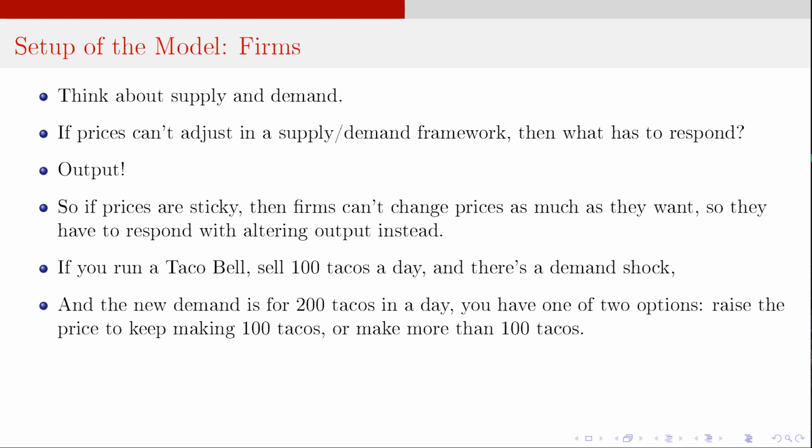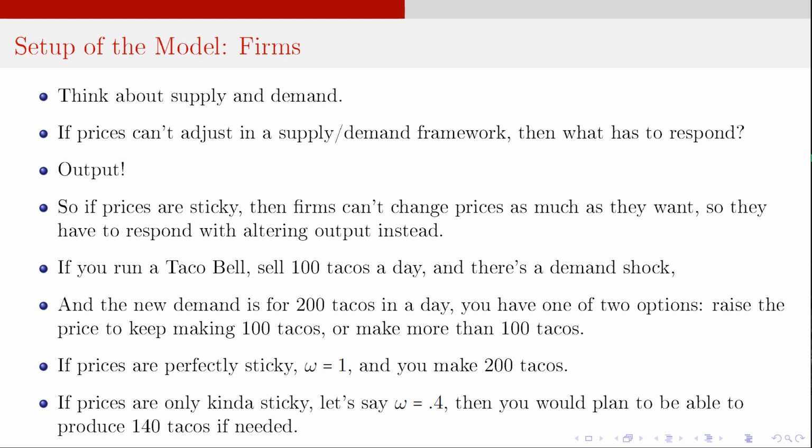So if you run a Taco Bell and you sell 100 tacos a day and there's a demand shock, and the new demand is for 200 tacos in a day, you've got one of 2 options. Raise the price to keep making 100 tacos, or make more than 100 tacos. Now, if prices are perfectly sticky, omega is equal to 1, you're going to have to make 200 tacos because you can't change your price at all. If prices are only kind of sticky, let's say omega equals 0.4, well, then there is a 40% probability you can't change your prices. So you're going to plan to be able to produce 140 tacos if it's required, rather than just 100 tacos.